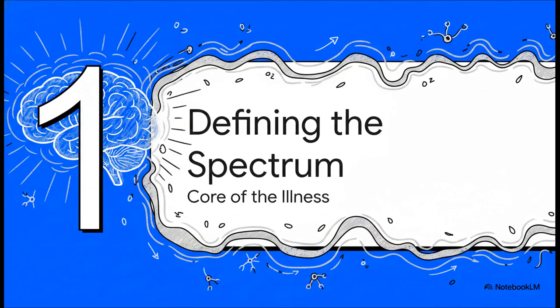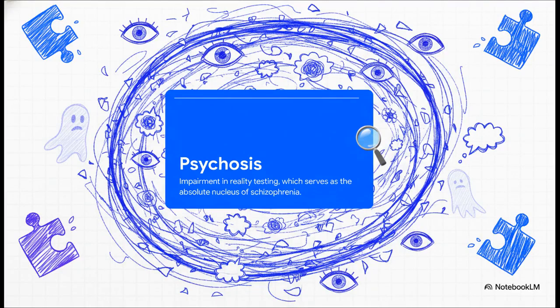Let's lay down the foundational definition of what we're actually dealing with here. So the absolute nucleus of this illness is psychosis. At its core, we're talking about a profound impairment in reality testing. This means the brain essentially loses its ability to distinguish between what's real and what's just happening internally. You'll see abnormalities like hallucinations and disorganized thinking orbiting around the center of gravity, but without that fundamental break from reality, you're just not looking at the schizophrenia spectrum.